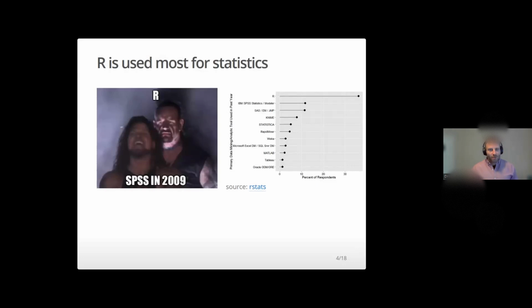Now, R has become a front runner for statistics. On the left, you'll see a really dorky meme depicting SPSS and its downfall in 2009, which is the point at which SPSS saw a drastic steep decline in use ever since. And on the right, you'll find results of a poll on who is using what statistical software. And as you can see at the top, R is leaps and bounds above other statistical packages such as SPSS, SAS, Stata, and others.